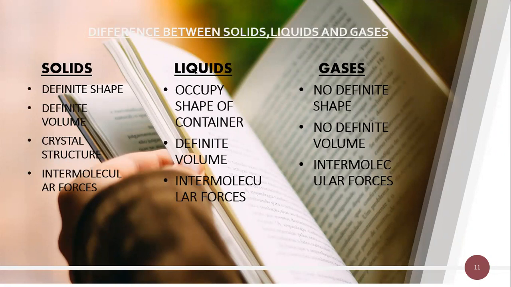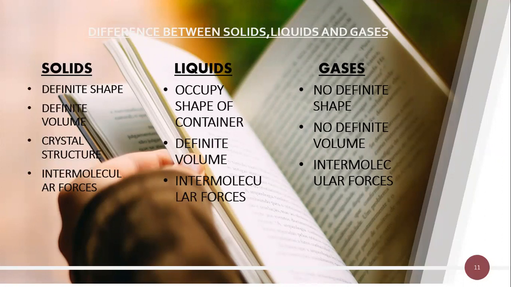If you talk about solids, liquids, and gases, the simplest way to describe them is by definite shape. On the basis of shape, solids have a definite shape, liquids occupy the shape of the container, and gases have no definite shape. On the basis of volume, solids have a definite volume because they have a crystal structure, a specific structure. Whether they are cubic, rectangular, or triangular, every solid has some volume. Liquids also have a definite volume because they take the shape of the container, so they have the definite volume of that container.